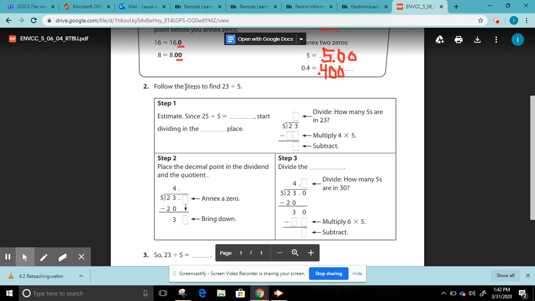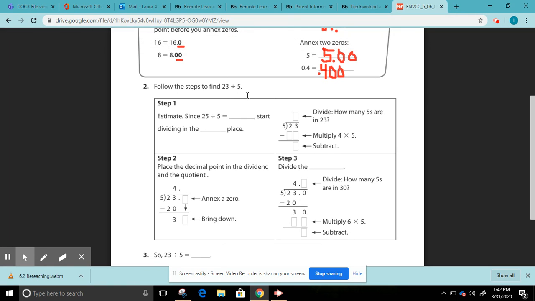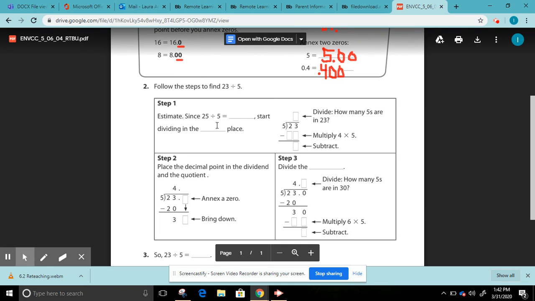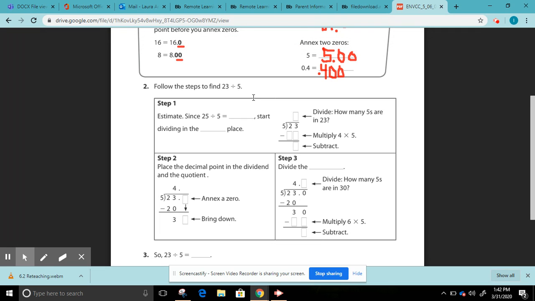Okay, so they want us to find 23 divided by 5. Is 5 going to go into 23 evenly? No, we know that already, right? So if it doesn't go into a number evenly, what do we have left over? What do we call that? We usually have a remainder, that's right. But in this case, we are going to have our whole number turn into a decimal. And I'm going to show you how to do that.